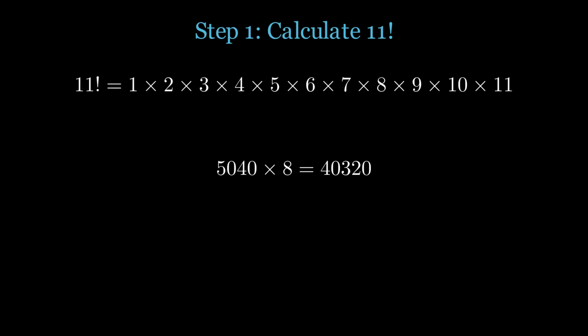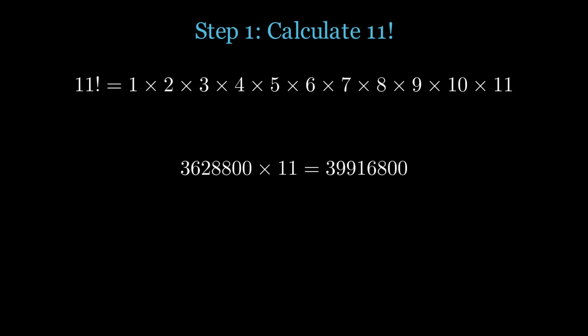Then we get 5040 times 8 equals 40,320. Then we get 40,320 times 9 equals 362,880. Then we get 362,880 times 10 equals 3,628,800.